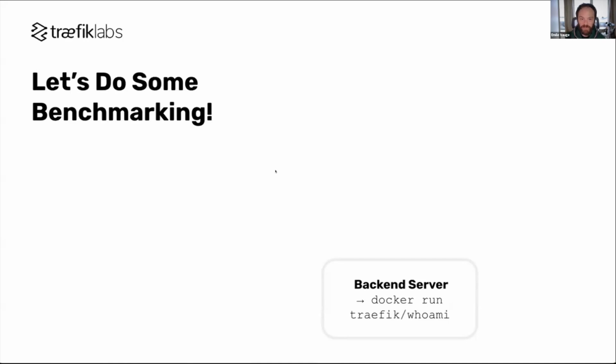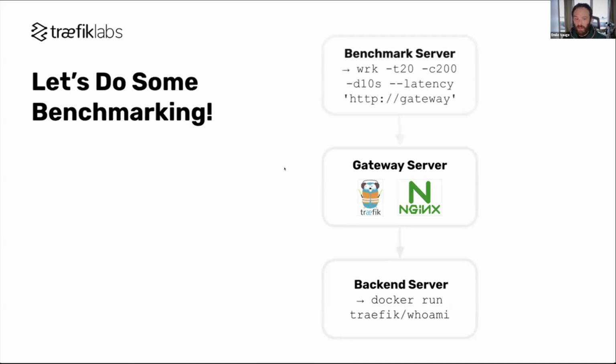We will set up a benchmarking infrastructure with 3 different servers. One is a backend server, which basically runs a simple web server, nothing crazy. We will add a gateway server, a reverse proxy, which will be either Traefik or Nginx. And on top of that, we will add a third server, which is the benchmark server, the client server that will use WRK to send thousands of requests every second to the backend server.